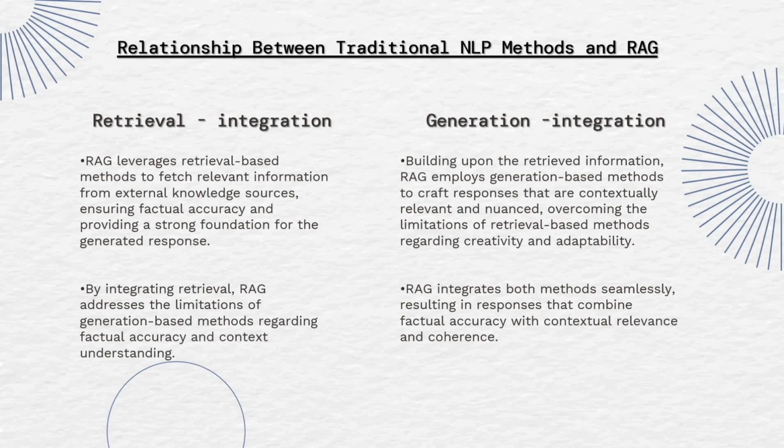And RAG integrates both methods seamlessly, resulting in responses that combine factual accuracy with contextual relevance and coherence. And RAG ensures that the generated responses are grounded in factual information, enhancing their credibility and reliability. So the final response is not only contextually relevant and coherent, but it is credible and reliable, more so than the general LLMs or chatbots or generation based methods responses. So this is what the best of both worlds sums up.